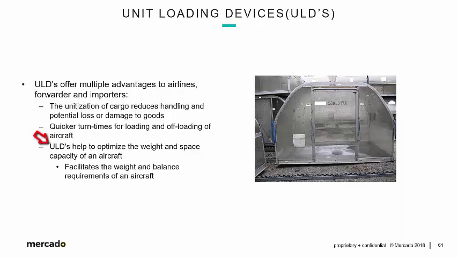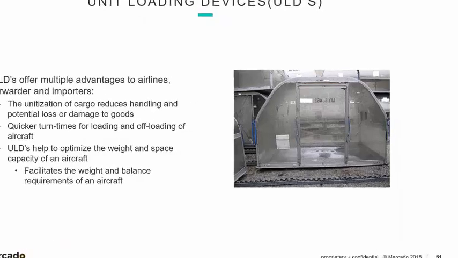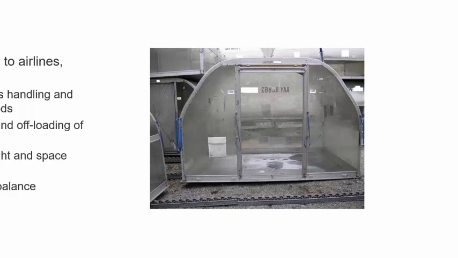Third sub-bullet here, ULDs help to optimize the weight and space capacity of an aircraft. There is an art to building up ULDs, certainly an art to building up pallets in a way that doesn't compromise the integrity of cartons on the pallet, meaning the cartons don't get crushed, and contoured to the circular nature of the fuselage of the aircraft. That's a definite art and skill, as is the loading of enclosed ULDs like the one we see on the right. One thing we can point out about the ULD on the right is that it is transparent. Sometimes that's okay, sometimes that isn't okay, depending on what's in the ULD.